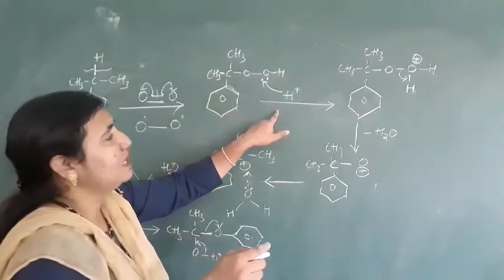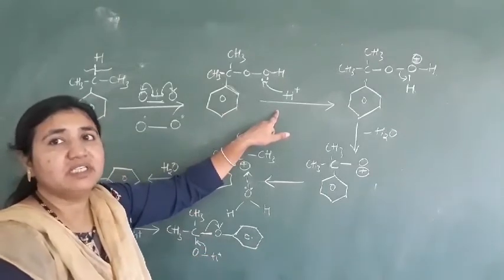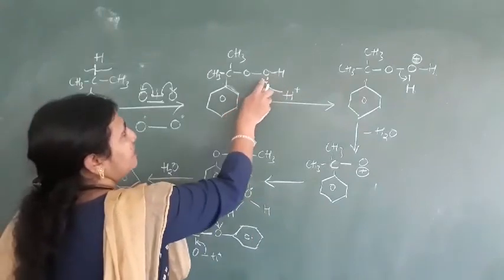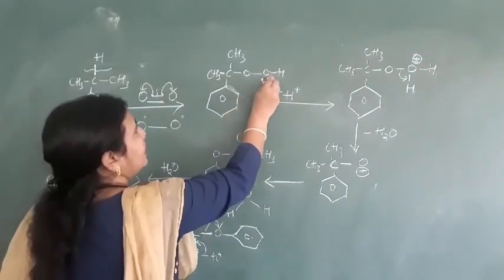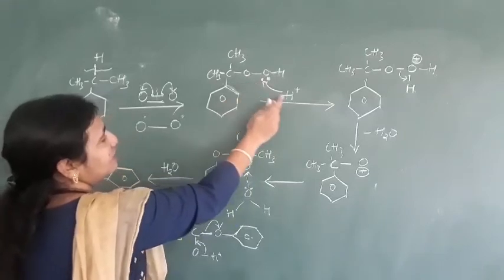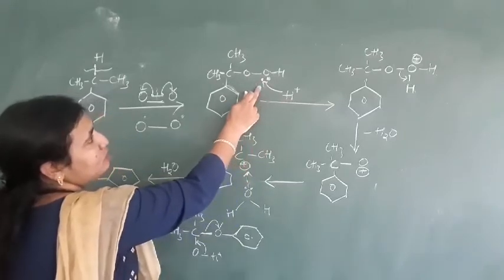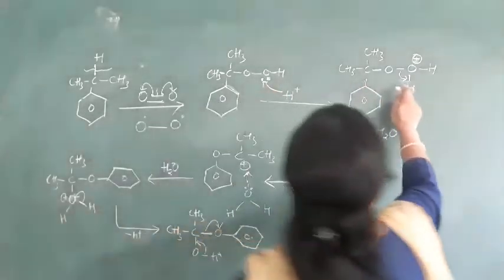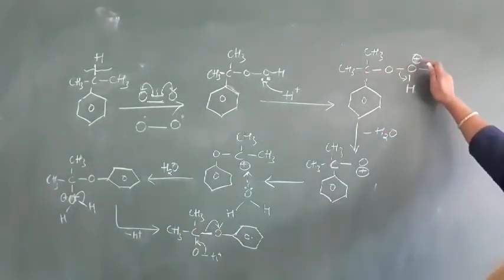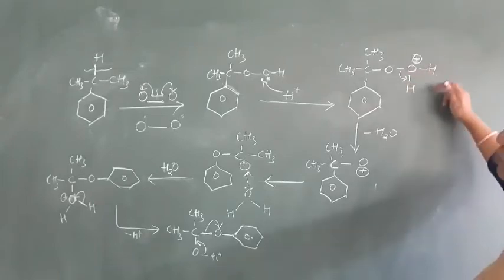Next step, hydrolysis. H plus ions will come and this H plus will join with this OH bond here. Oxygen has a lone pair, so this H plus will come and join to this oxygen. So we will get CH3 C CH3 O, and here an H2O type group.